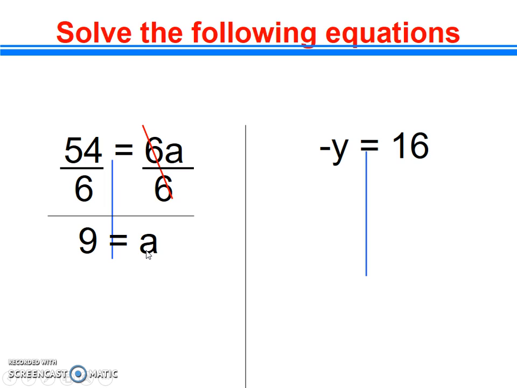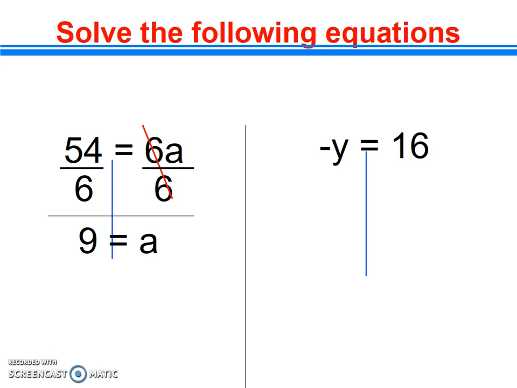I've got negative y, or the opposite of y, is equal to 16. Okay, this one doesn't have a number in front of the variable. However, there is that negative sign there. And when we say we're going to solve the equation, that means we need to get the variable by itself with a coefficient of 1. So I need 1y, not negative 1y, but just 1y.